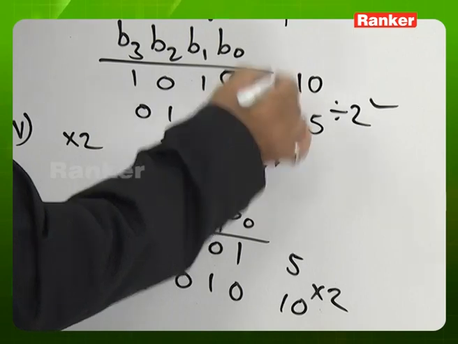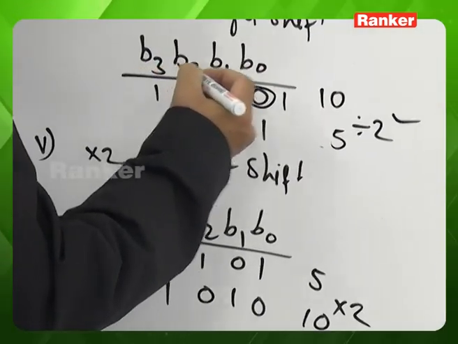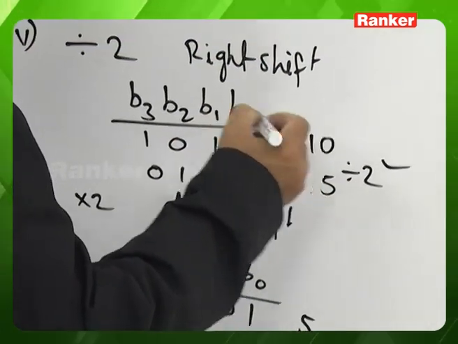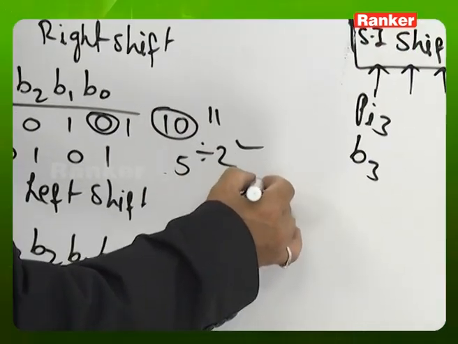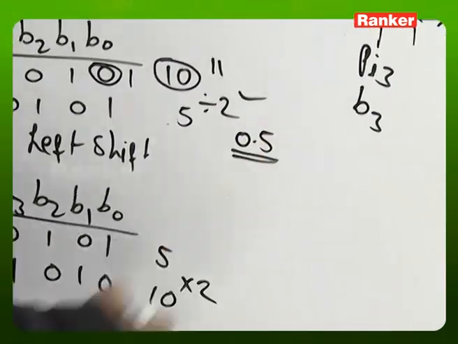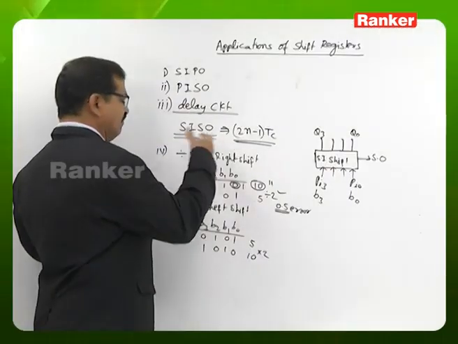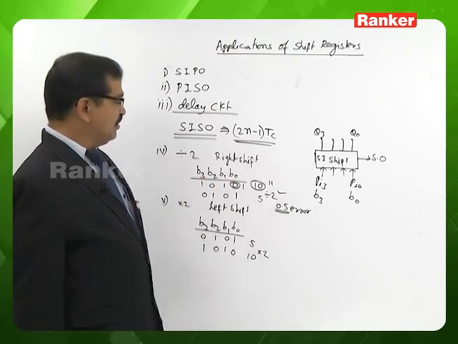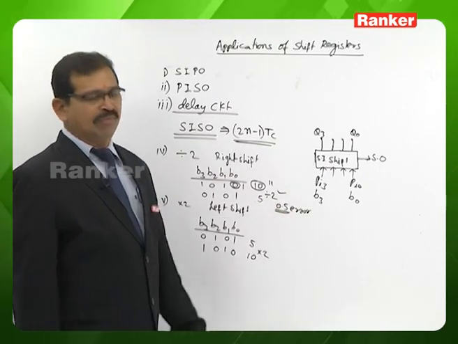If the LSB bit is 1, suppose for example 1, 0, 1, 1, then with the right shift it is 5. But we know 1, 0, 1, 1 is 11, so we have an error of 0.5. Hence, we get the true division whenever the LSB bit in the original data is 0. If the LSB bit in the original data is 1, we have an error of 0.5.